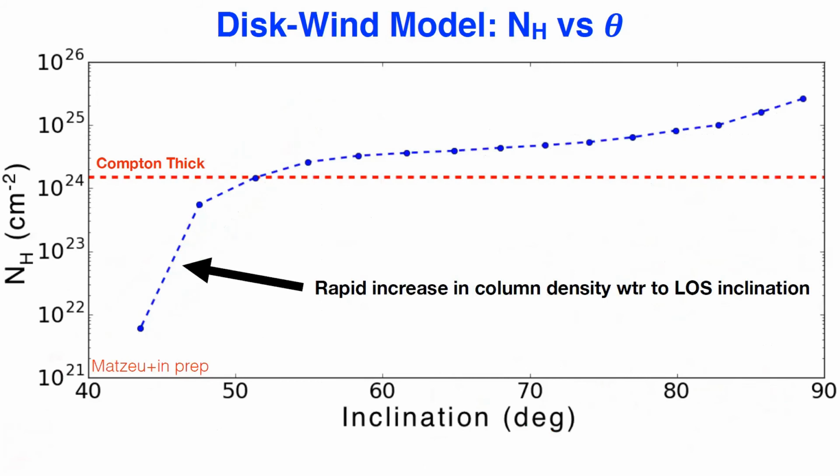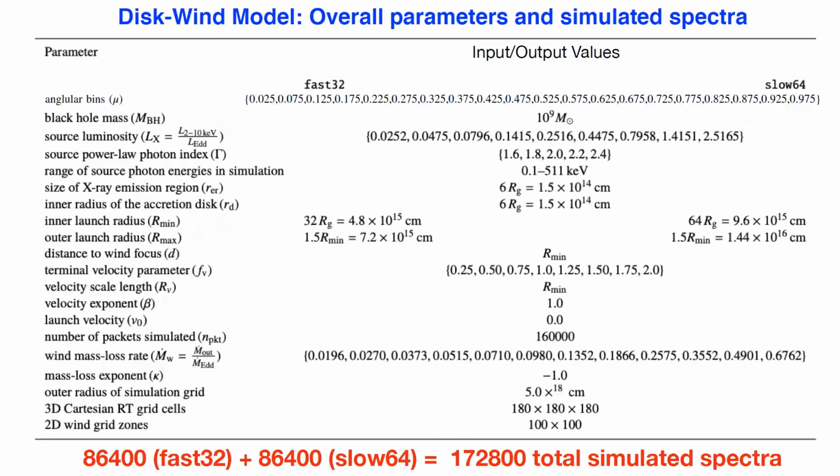To give you an idea, if you put the NH of the material against the inclination angle, we have an opening angle of 45, so as soon as you start reaching 45, 46, 47, we can see that it increases really drastically. So it is very much dependent on the viewing angle.